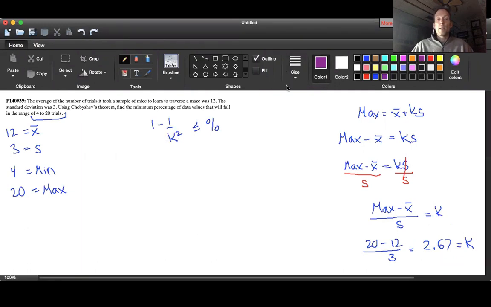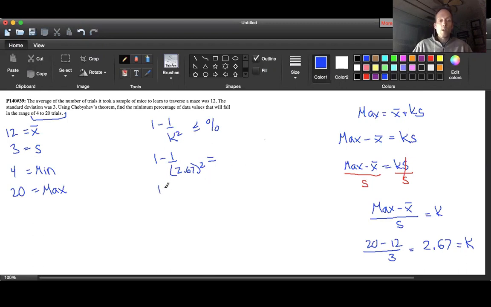Okay, let's start to make that magic happen. I've got 1 minus 1 over 2.67 squared. And to make things easy, I'm just going to switch the inequality to an equal sign, exactly like I did in the last video, and then just leave it hanging equals what. And what we'll do is I'm going to do 2.67 squared on my calculator. I get 7.12. I'm going to do that again, make sure it's correct. 7.1289. So I'm going to round it to the 10th digit, 7.13.